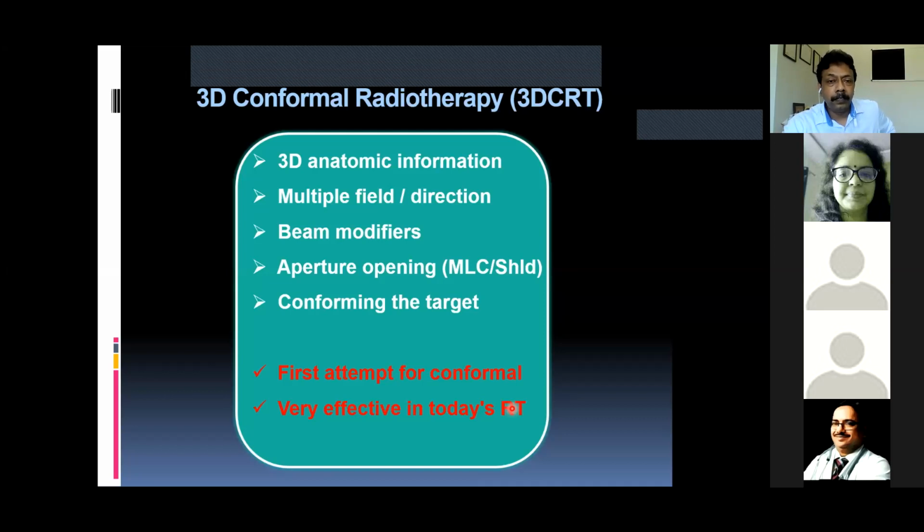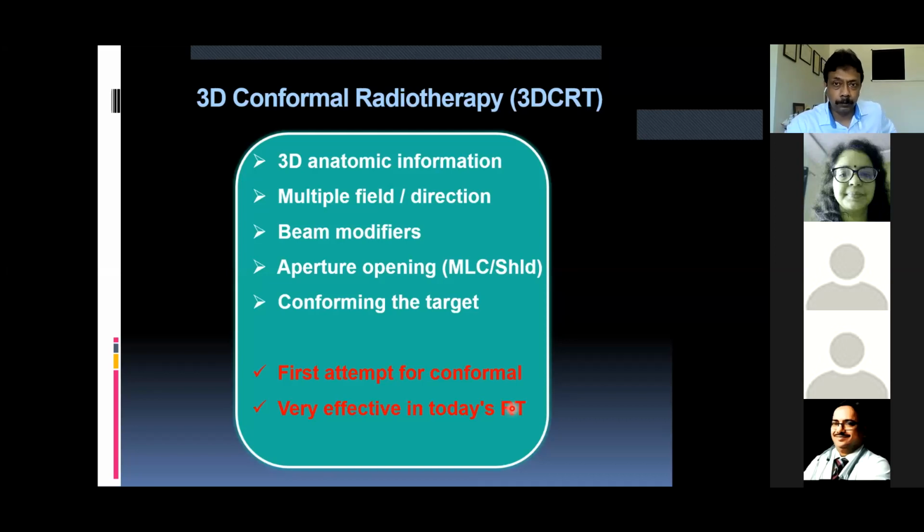We conform the target using the proper aperture opening by using the multi-leaf collimators or shielding. So the target is conformed. This is the first attempt of conformal radiotherapy and is very effective in today's modern radiotherapy also.